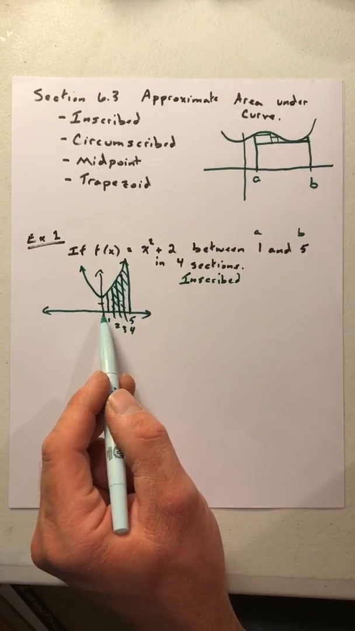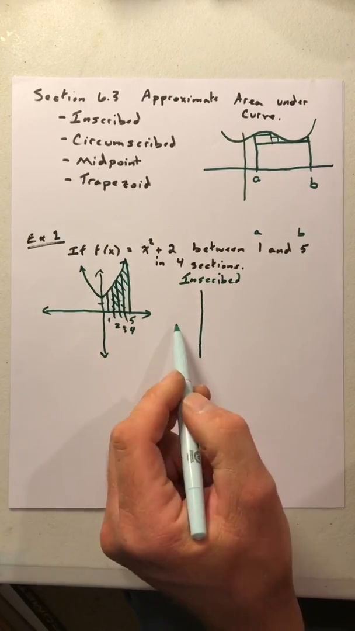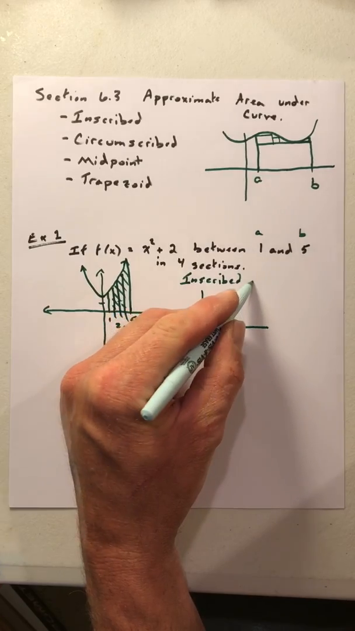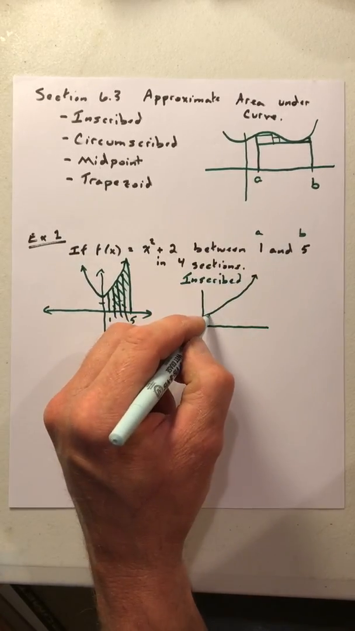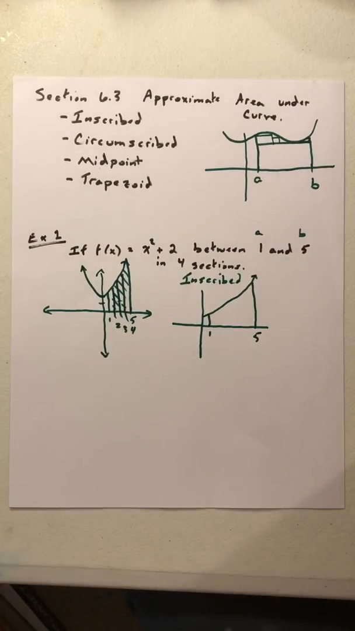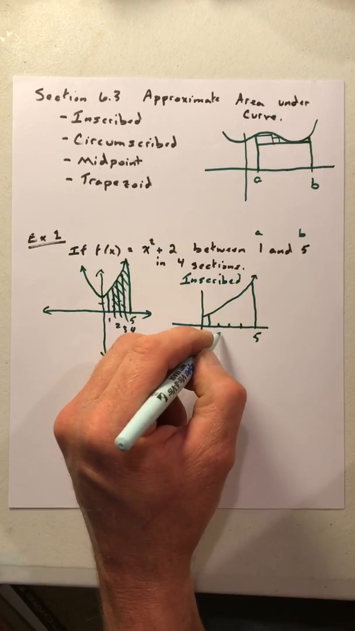And I'm only looking at between 1 and 5. So what I'm going to do with my graph here is kind of elongate it, so it kind of gives us a better idea of what's going to happen. So there's my 1, and here's my 5. I'm going to cut it into 4 regions. So there's my 2, my 3, my 4, and my 5.